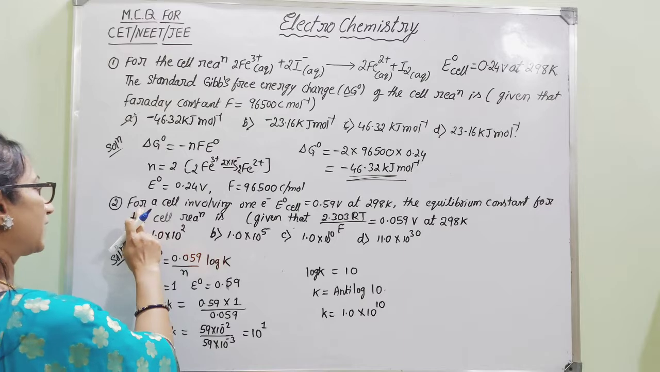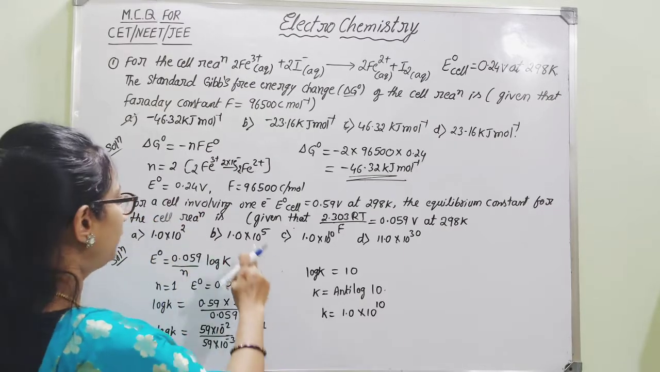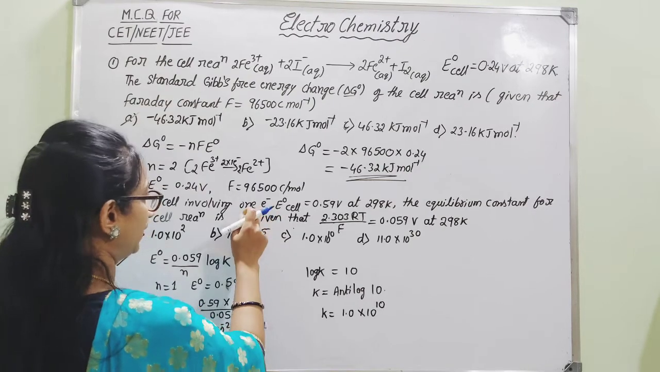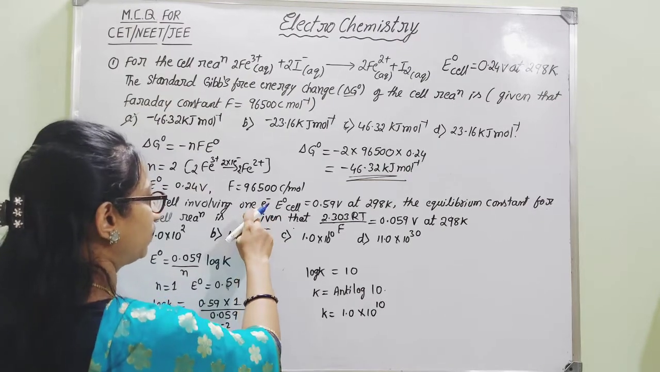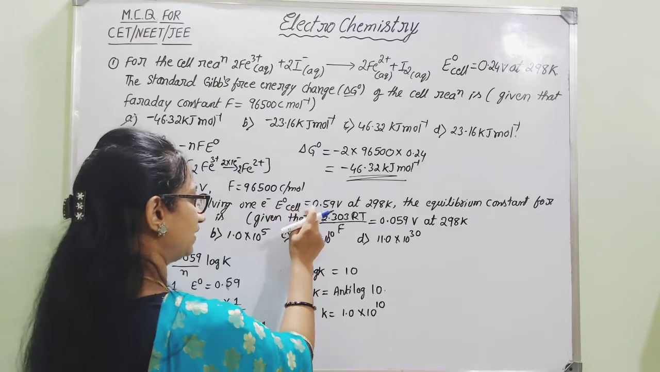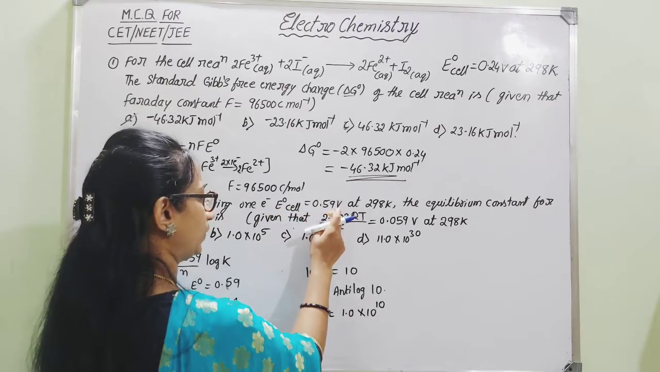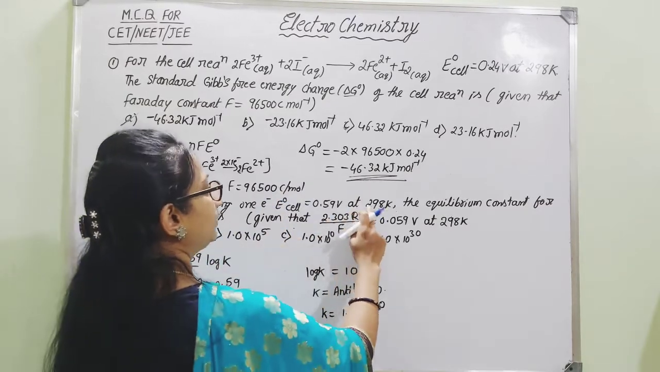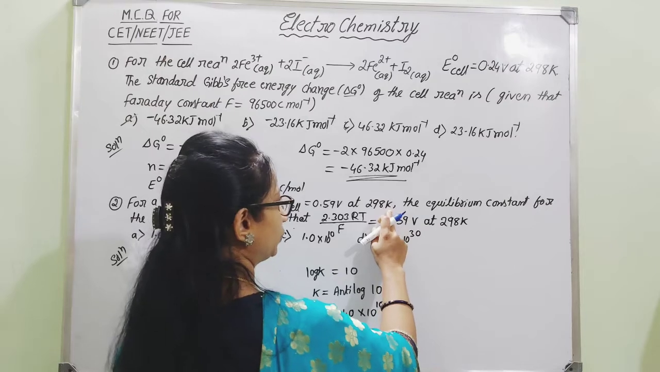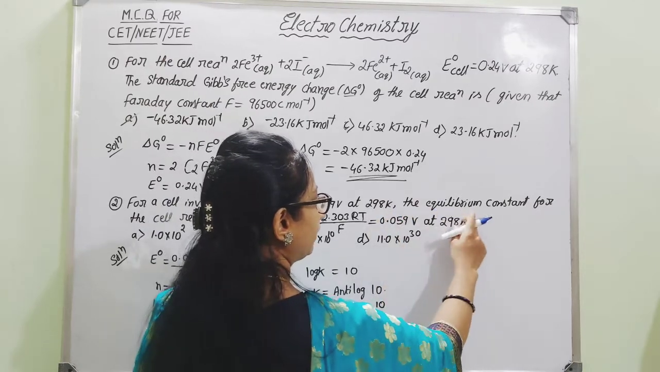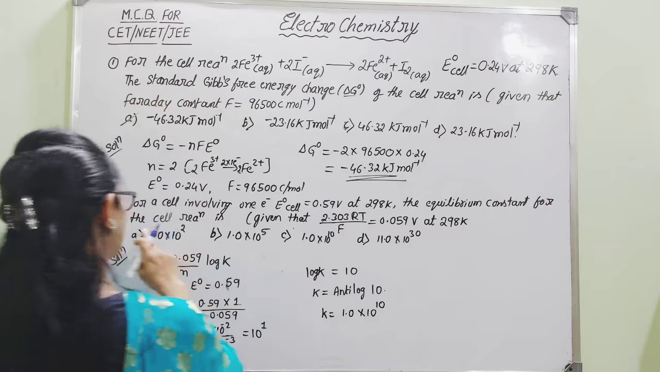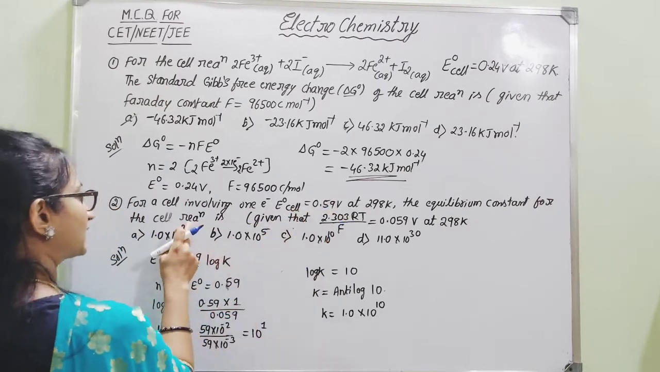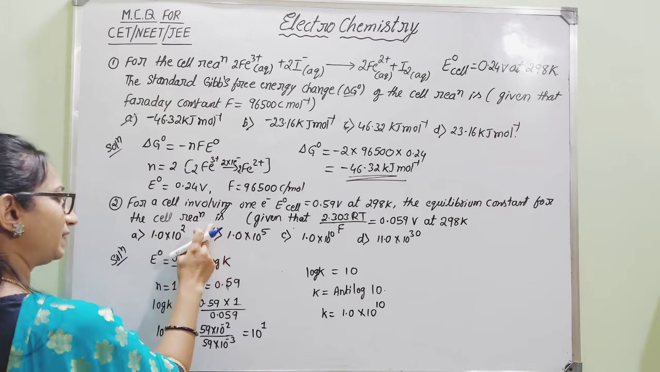Here, the second question: for a cell involving one electron exchange, E0 cell is given as 0.59 volt. He has already mentioned that E0 cell value. Then at temperature 298 Kelvin, the equilibrium constant for the cell reaction is asked. He has mentioned the E0 cell value, but he is asking for the equilibrium constant of the cell reaction.